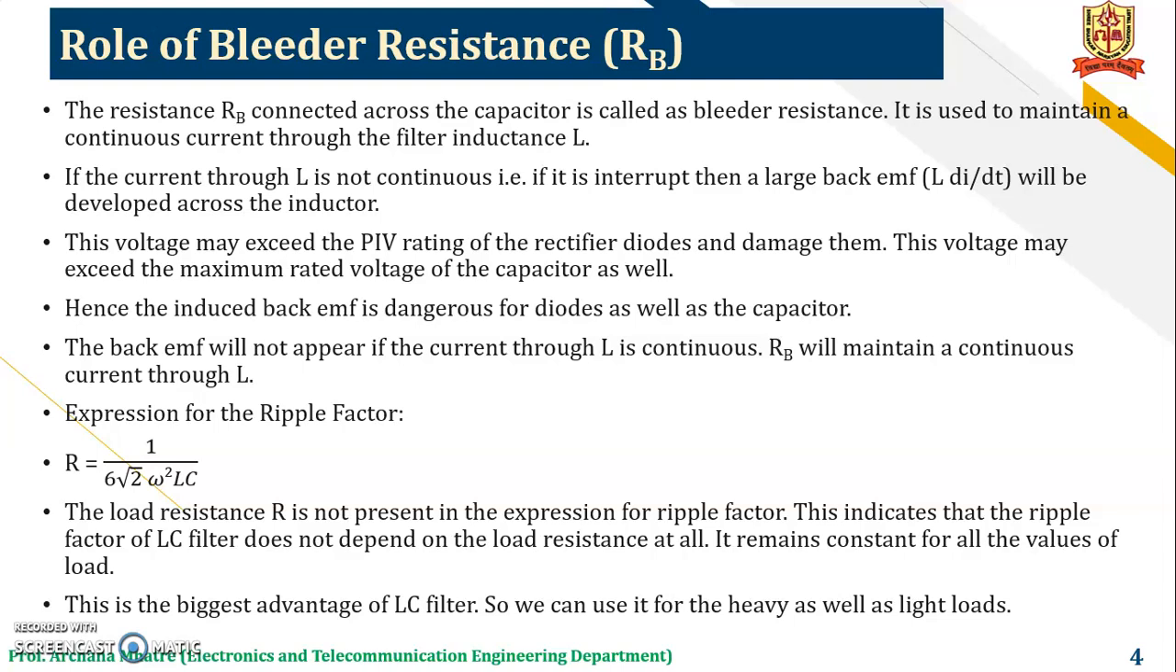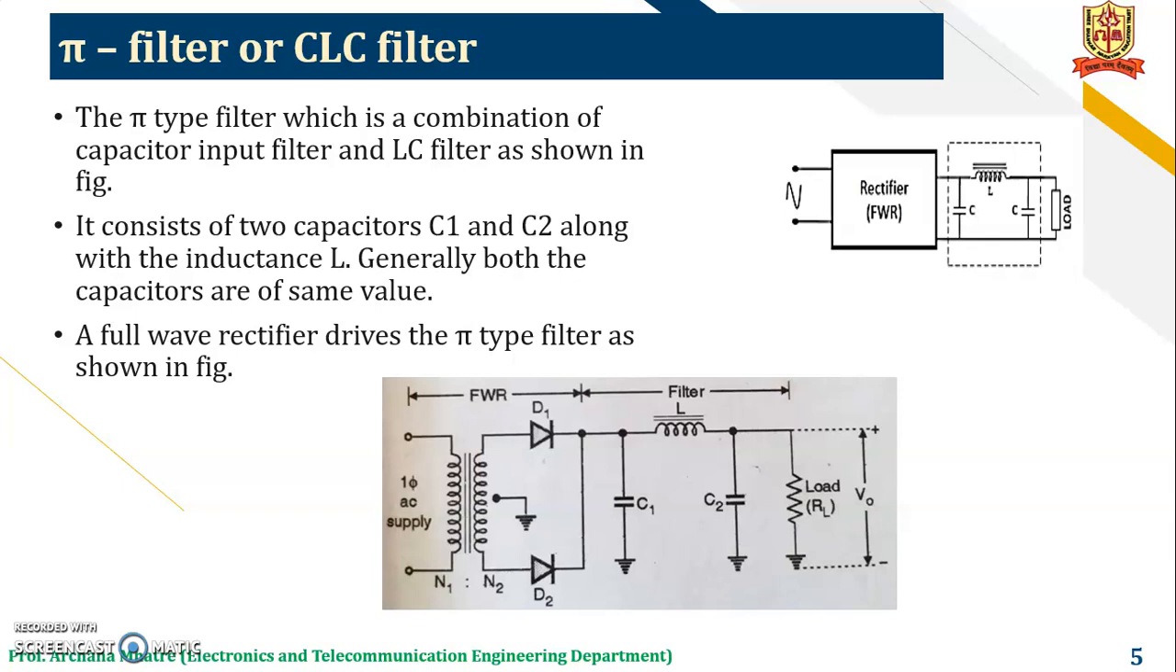The expression for the ripple factor is r equals 1 divided by (the square root of 2) into omega square L into C. The load resistance R is not present in the expression of ripple factor. This indicates that the ripple factor of the LC filter does not depend on the load resistance at all. It remains constant for all values of load. This is the biggest advantage of the LC filter, so we can use it for heavy as well as light loads.